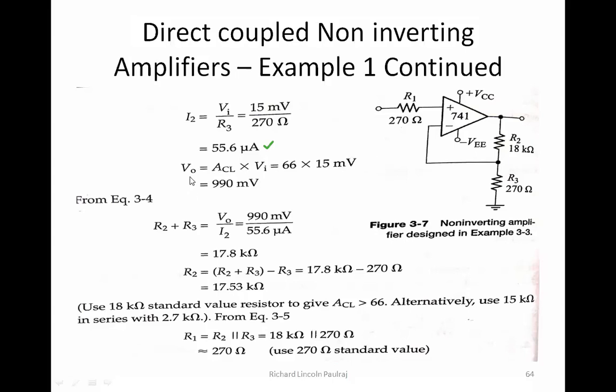So next we will take V0, the output voltage. We know that output voltage is gain into input voltage, isn't it? We have seen this in many of our studies before. V0 is nothing but ACL, the gain, into input voltage. Now, how did we get the 66?